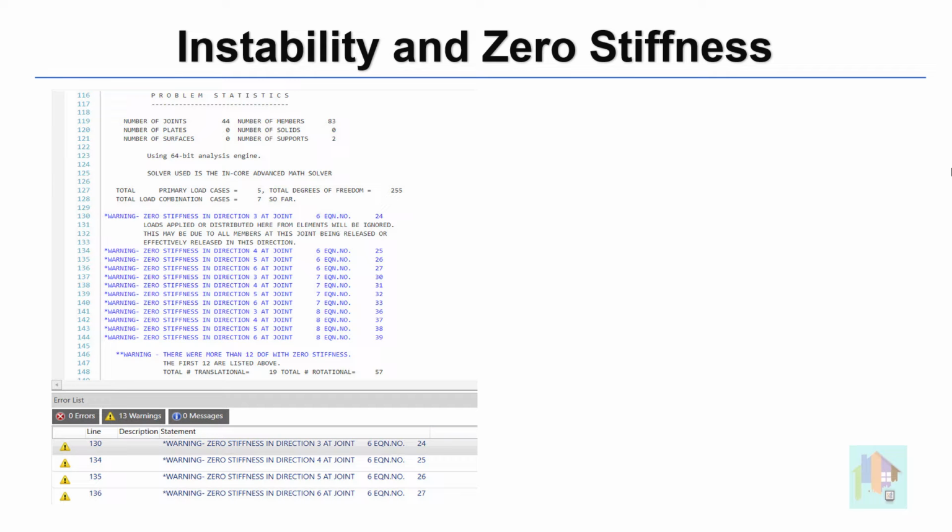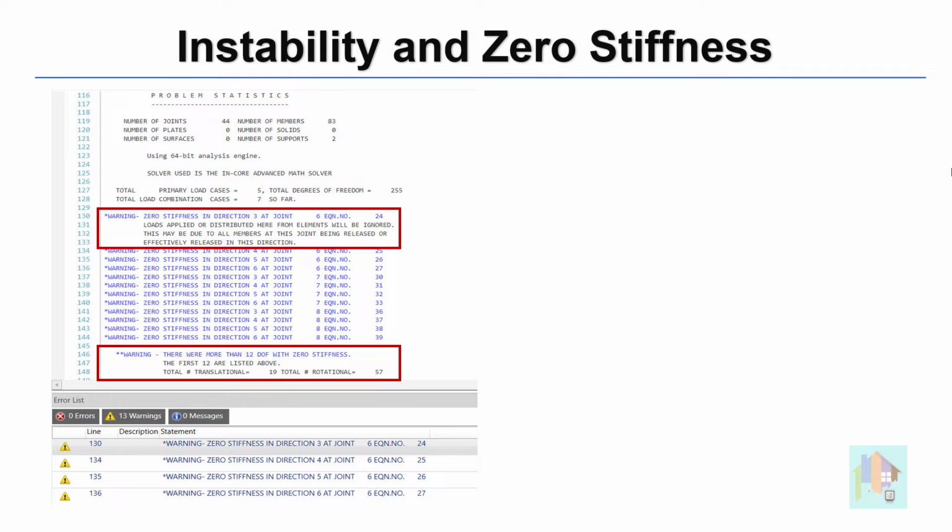Let's check the warnings. For zero stiffness condition, these warnings are reported. You can notice the direction of zero stiffness along with the relevant node number is mentioned here. Also, the equation number is reported, but that is not very important to understand the issue. In the first warning, the probable reason of this condition is mentioned as member release, but it is not the only reason of zero stiffness. There are several other reasons which I will discuss using different models.